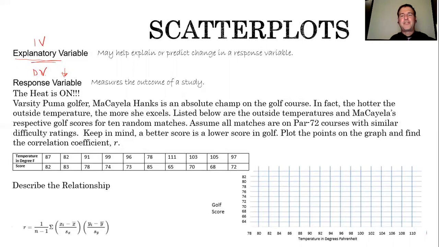I'm going to ask you to plot the points on the graph. We will describe the relationship, and then we will find the correlation coefficient R. So take a moment, if you don't mind, and what I'd like you to do is pause this, plot the points on your paper, and see if there's any type of relationship between temperature outside in degrees Fahrenheit, and her score. And I'm going to do the same.